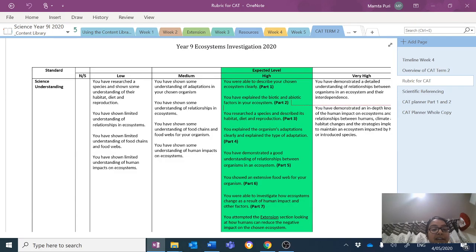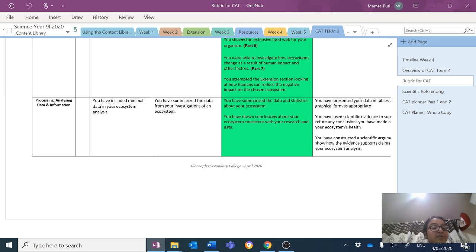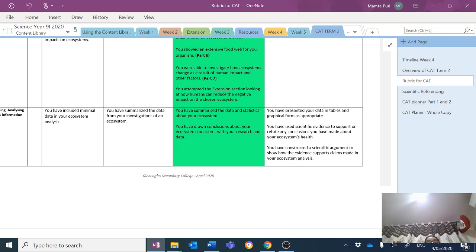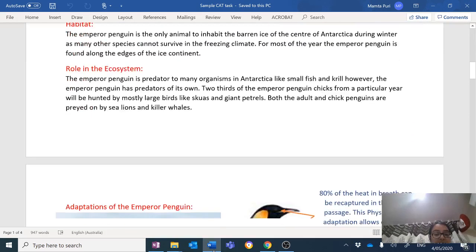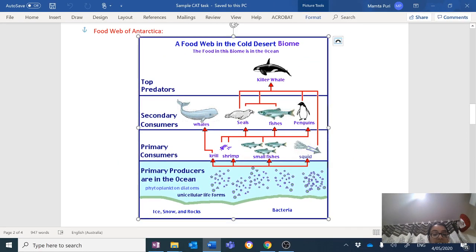In your rubric, the first standard was just science understanding. If you go to the second standard, it says processing and analyzing data and information. Make sure you include enough tables and well-researched statistics around it. Your graphs are clear, which includes that the headings are meaningful. For example, here I have included a very beautiful food web, I guess. This is quite simple and quite informative. If you know the science, if you have a good read of that, this is quite meaningful, but simple as well.